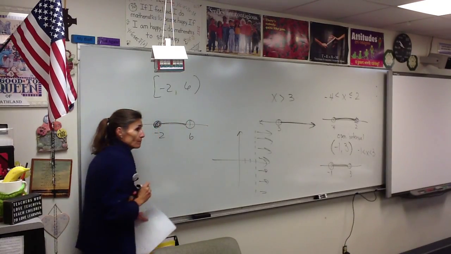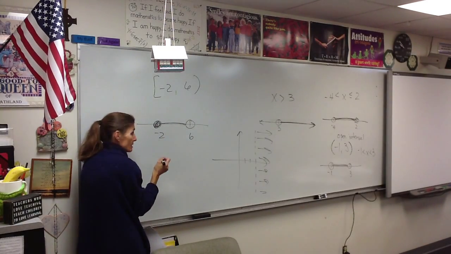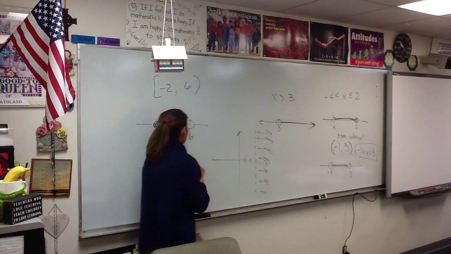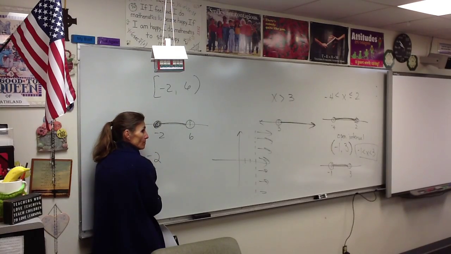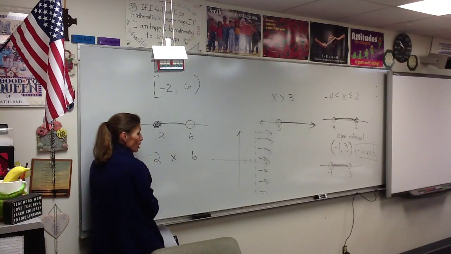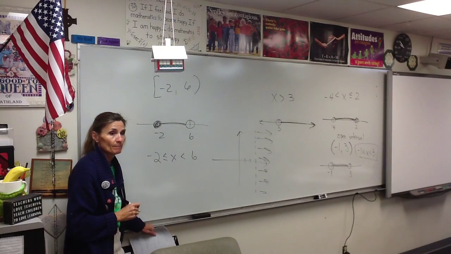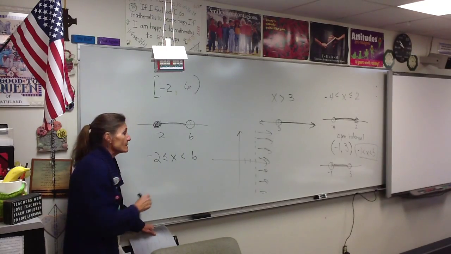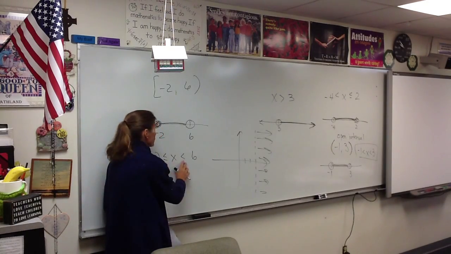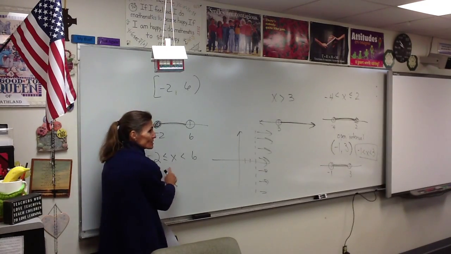So, if I want to write this as an inequality, this is called an inequality. If I wanted to write it that way, I would have my -2, my x, and my 6. And then here, because that's closed, I would put less than or equal. And here just a plain less than. When you write these, called compound inequalities, the symbols are always less than. You never put a greater than in one of those. They're always less than when you write them this way.